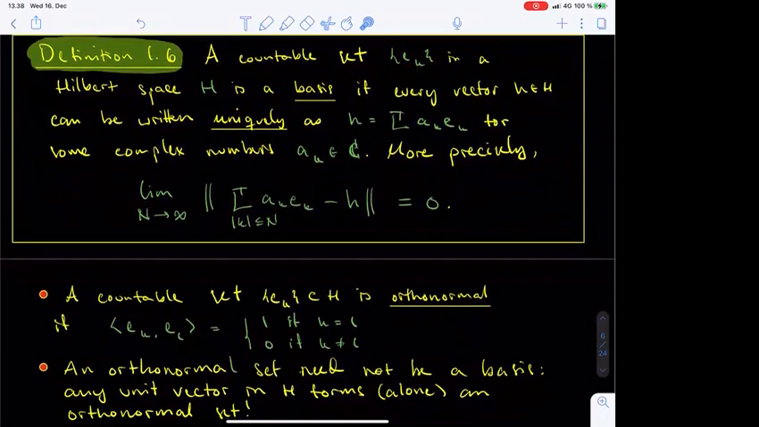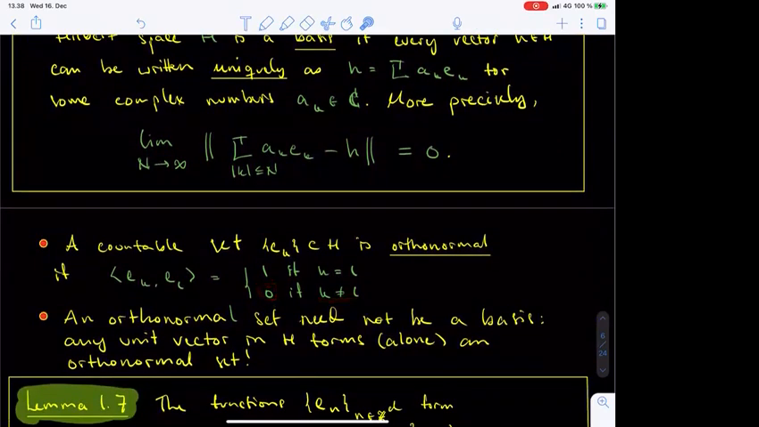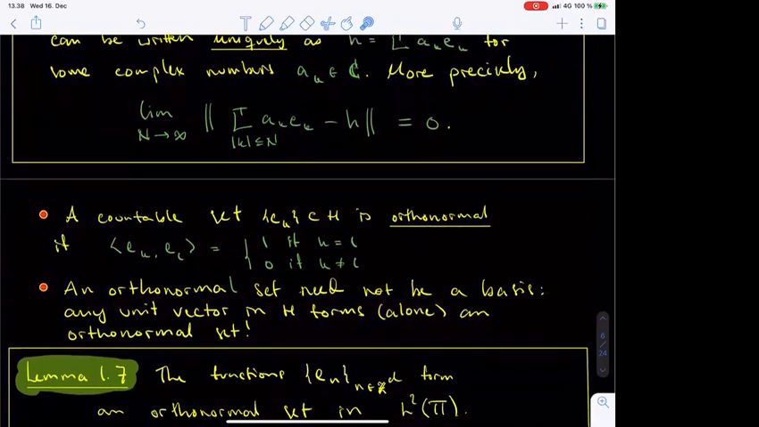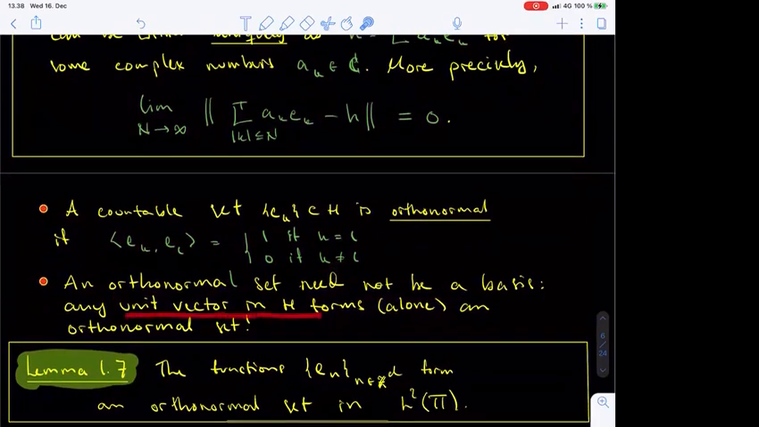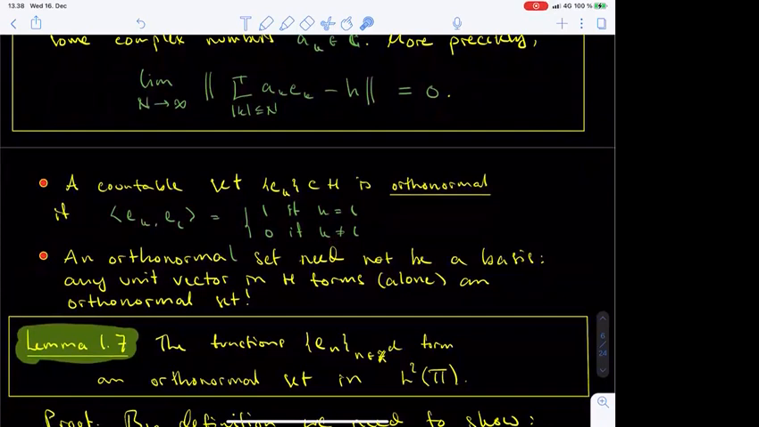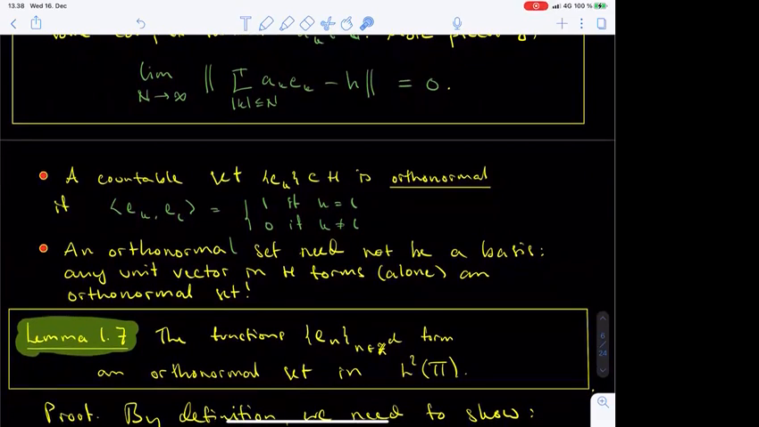Furthermore, this countable sequence e_k is called orthonormal if the inner product between any two elements e_k and e_l equals 1 if k is equal to l and 0 if k is not equal to l. To be perfectly clear about this definition, I want to emphasize that the notions of a basis and an orthonormal sequence have a priori nothing to do with each other. For example, any single unit vector in a Hilbert space alone forms an orthonormal set, but typically not a basis. However, quite often one is interested in finding an orthonormal basis in a Hilbert space, which means finding a sequence which is a basis and an orthonormal sequence at the same time.